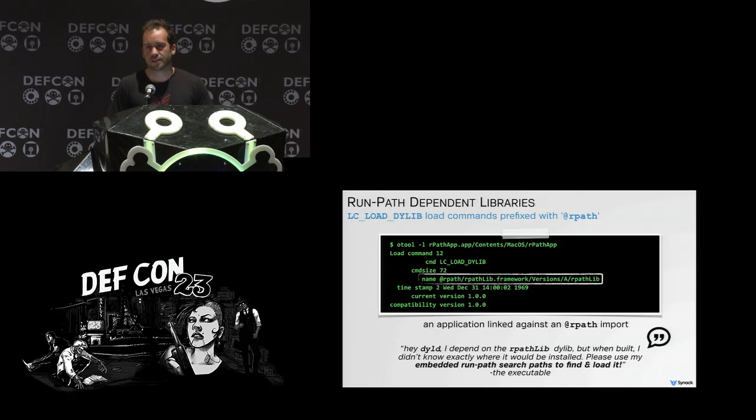So let's dump each of these load commands to show you exactly what I'm talking about. So this is first the LC_LOAD_DYLIB load command. Again, this is in the application, and it simply specifies a dependency. It tells the loader, hey, I'm dependent on some dylib. Please go load that. Now, this is standard, except if you look at the name field, you can see that it starts with @rpath. Again, this tells DYLD, hey, as an application, I have this dependency. When I was built, I didn't know exactly where this dylib was going to end up on the file system, but I have some embedded search paths that I'd like you to go look for to find this dylib.